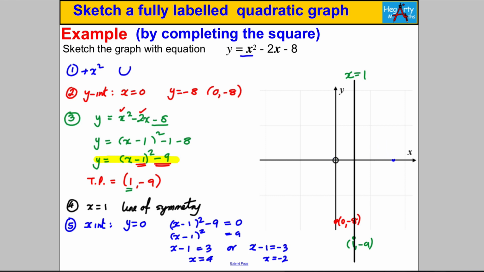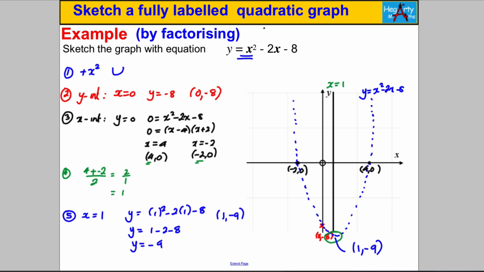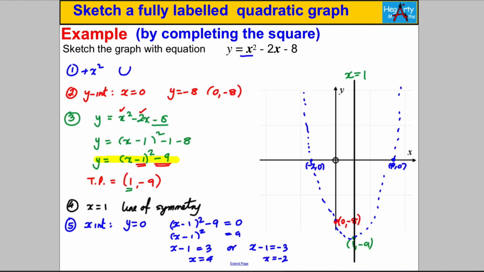One's at 4, 0, and one's at -2, 0. And again, I've got everything I need to have a decent attempt at drawing this graph here. And there you go, there's my sketch. And you can see we got all the key features labelled in, just like in the case we factorised, okay? So it's up to you which one you prefer. I'll leave that totally up to you to decide.